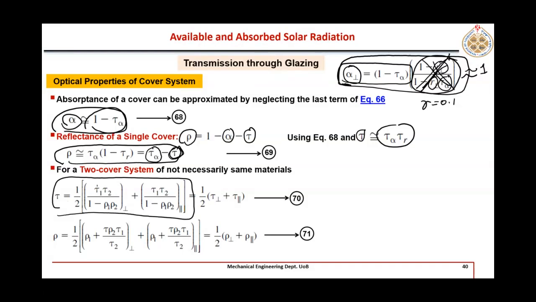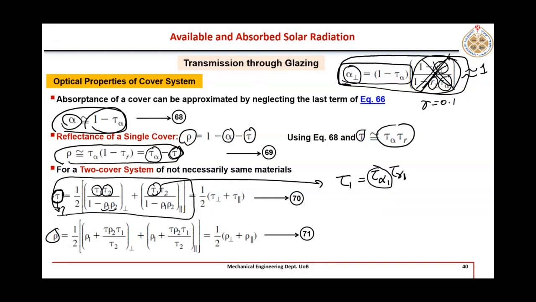So for two glass covers, these are the equations. Then we have to calculate tau1 for glass cover 1, tau2 for glass cover 2, rho 1, rho 2. So for two glass covers, that is the total transmittance, and that is the reflectance. But we are interested mainly in the transmittance. Look, what is tau1 here? Tau1 is actually this one, tau of alpha 1 and tau of R1.